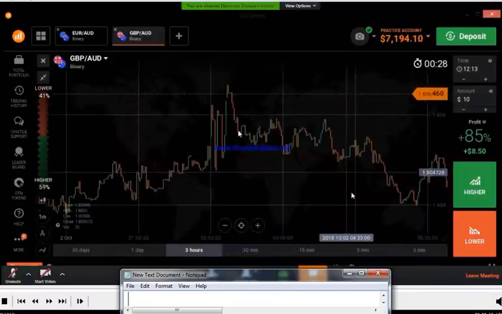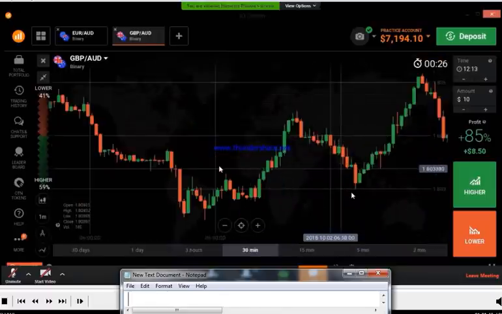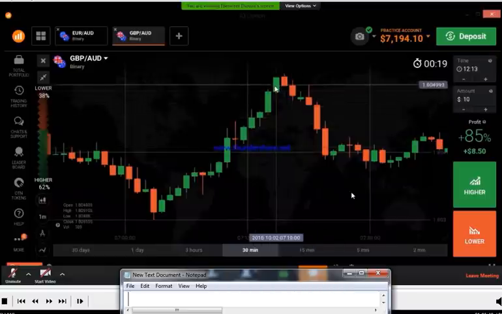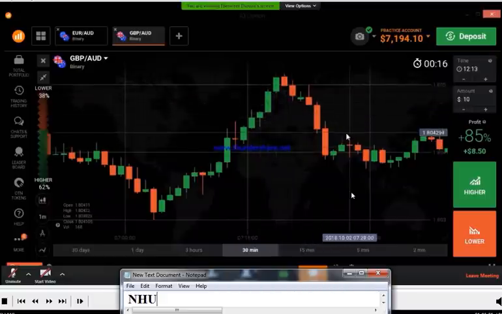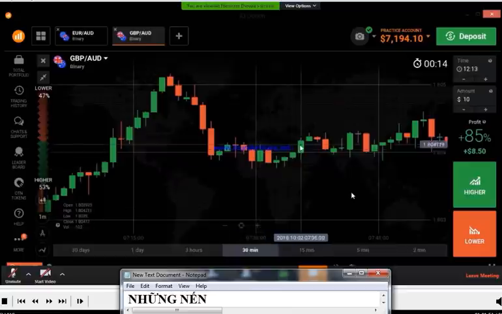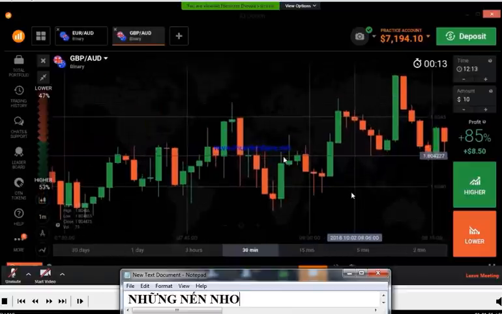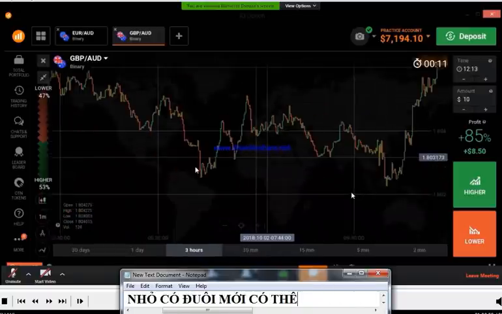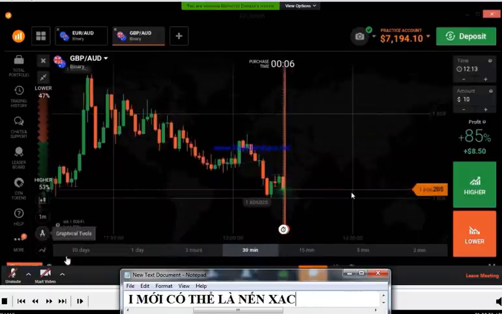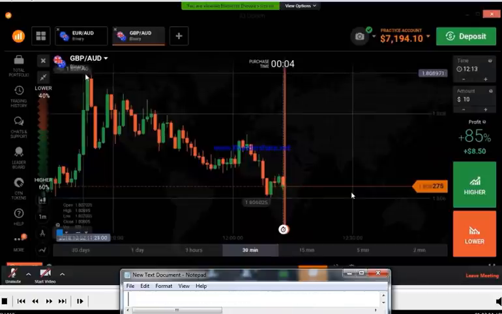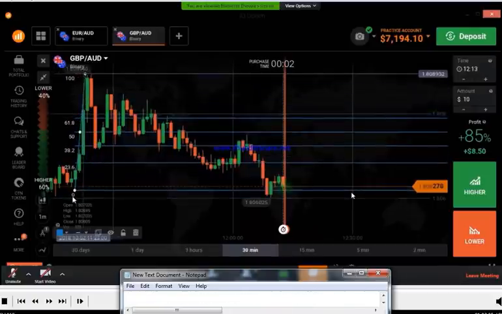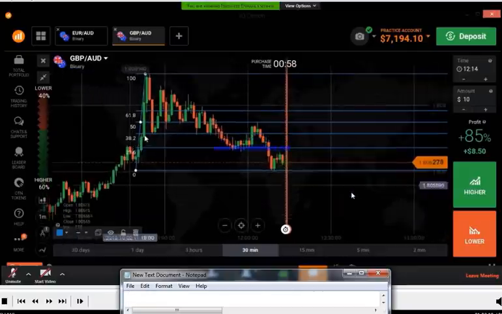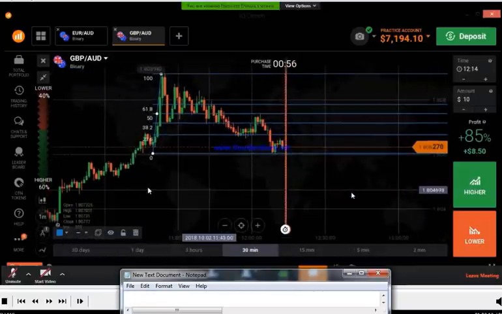You can take this type of candle as a confirmation. This one also. This is a weak candle. Okay, you can take this one also. This one also. This is also. Always take medium candles as confirmation candles. And okay, this one.